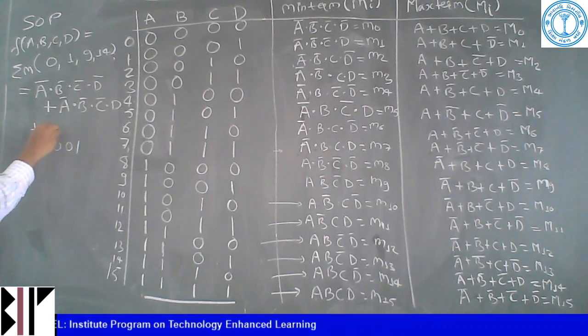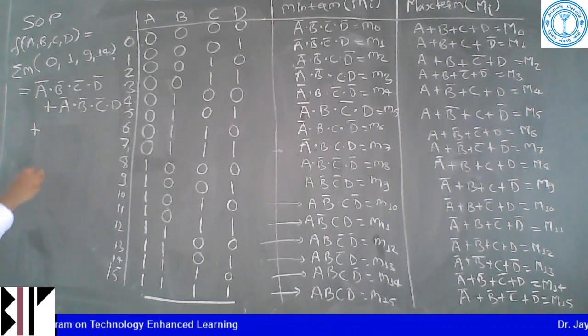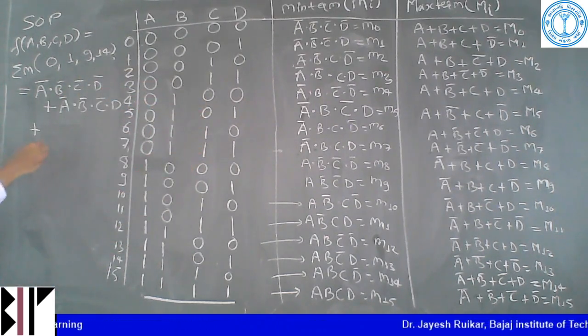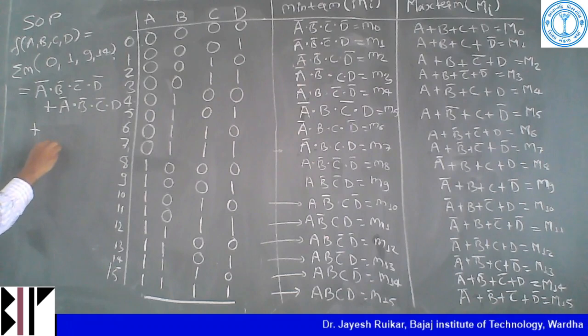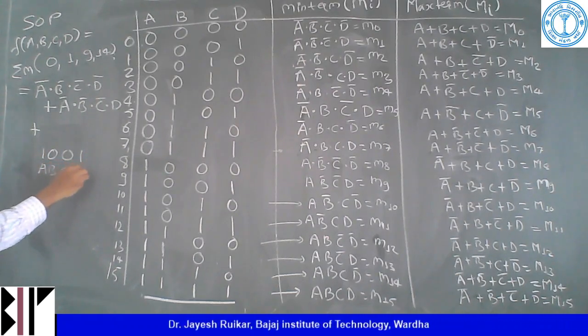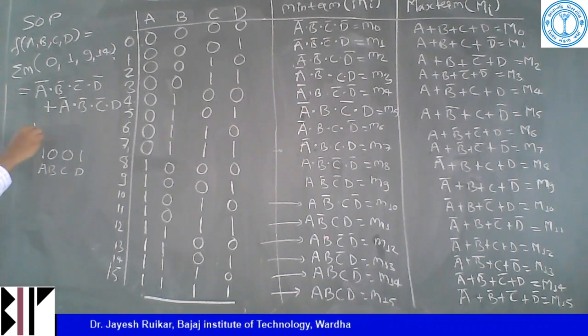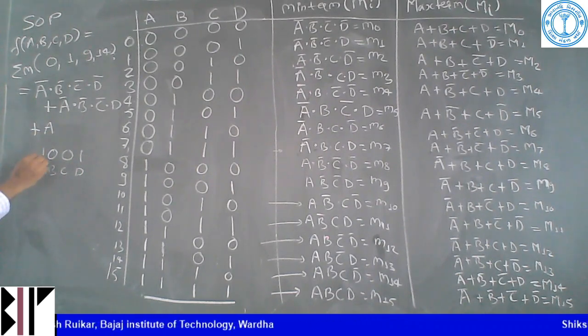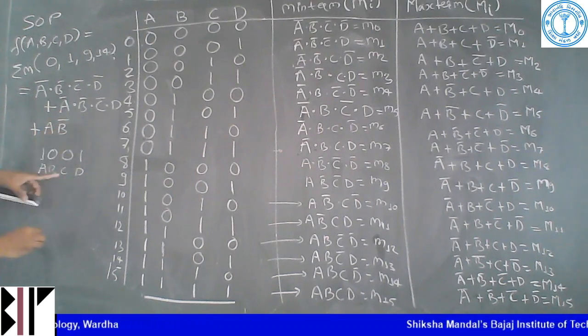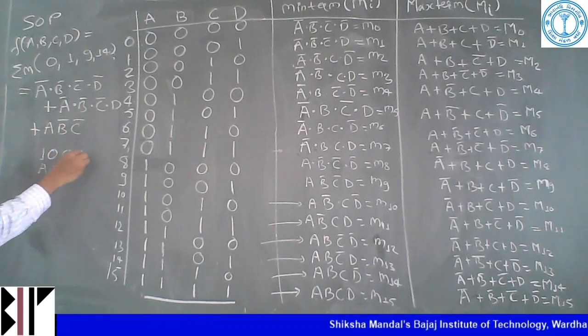If we have 4 variables, I will write it here. If you don't want to write the truth table, you can directly represent 9 as 1 0 0 1, and we have 4 variables in the sequence A B C D. So 9 can be represented as A as it is, because 1 is there, 0 is there for B so B bar, C bar, and for D it is 1.